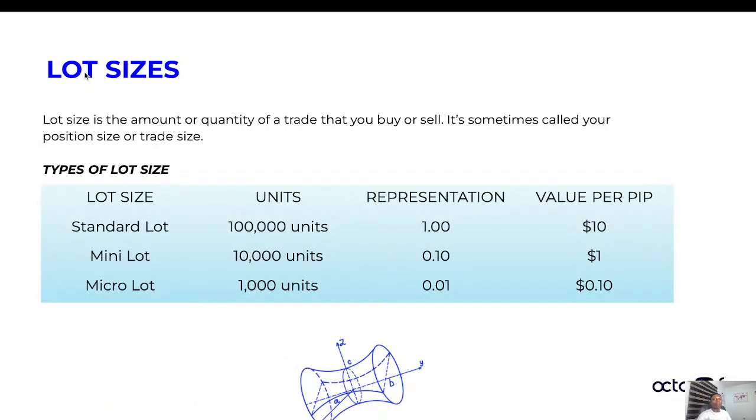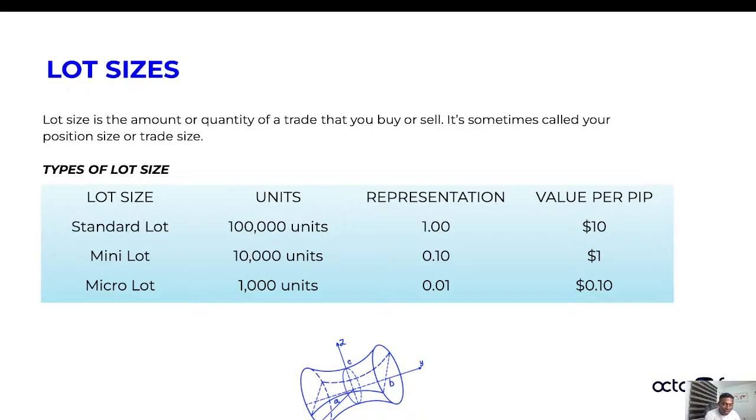Now, lot size. Lot size is the amount or quantity of a trade that you as a trader buy or sell. It's sometimes called position size or trade size. Most important, you need to understand that there are different types of lot size: the standard lot size, the mini lot size, and the micro lot size.